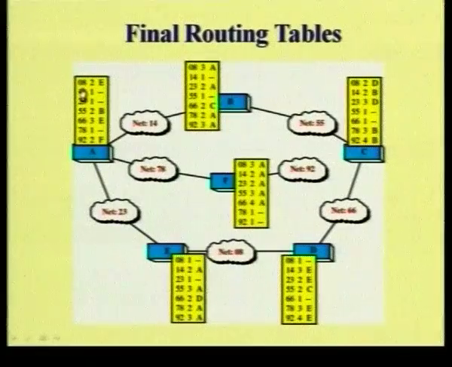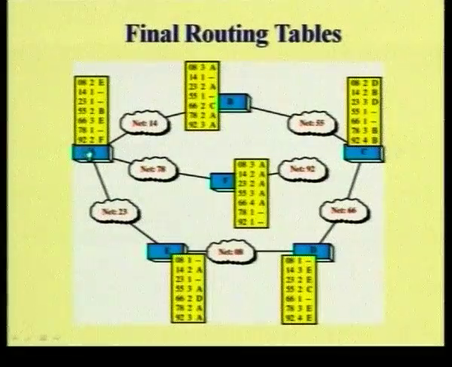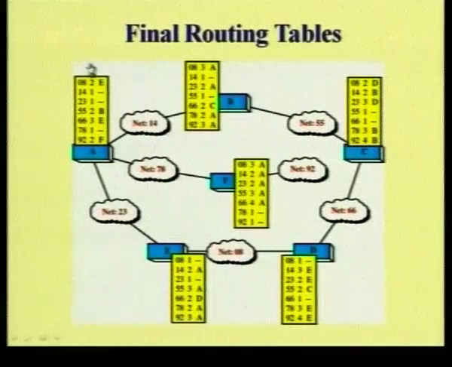Okay. So if you look at the table at A, it says that I can reach network number 8 in 2 hops through E, 14 directly in 1 hop, 23 directly in 1 hop, 55 through B in 2 hops, 66 through E in 3 hops, 78 directly, 92 in 2 hops through F. Okay. So this is the information that will be there at A.